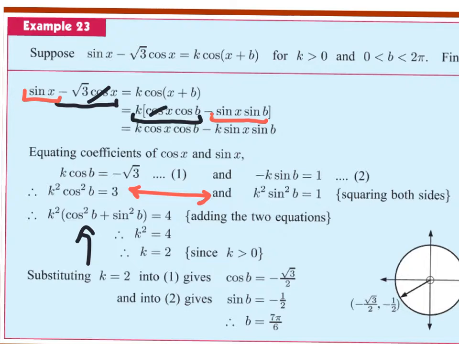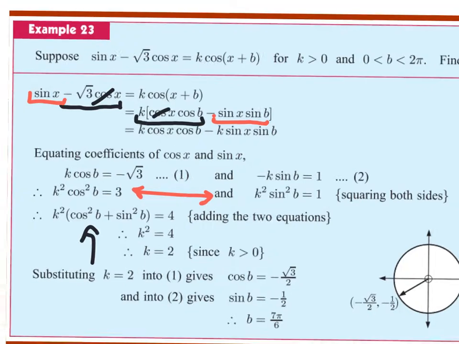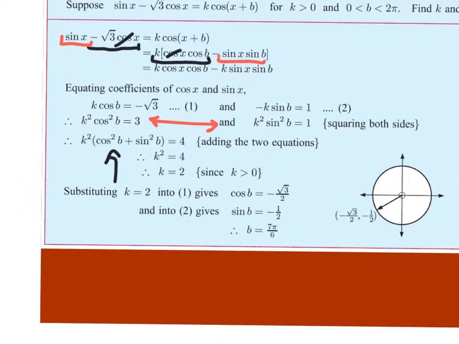Alright, so if k equals 2, then we can show that cosine of b would equal negative root 3 over 2, and sine of b would equal negative 1/2, and then we could find that the angle b is equal to 7 pi over 6. So let's get to an example. It might not have made sense the first time through here, but we'll get to one here in a minute.